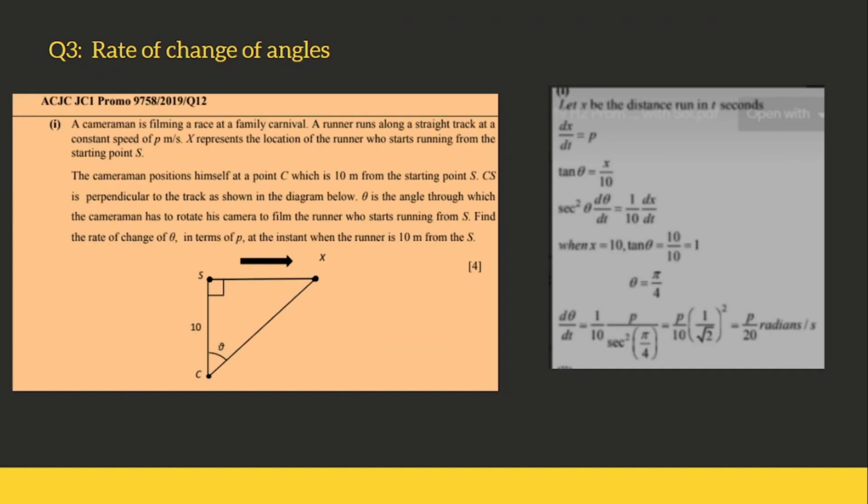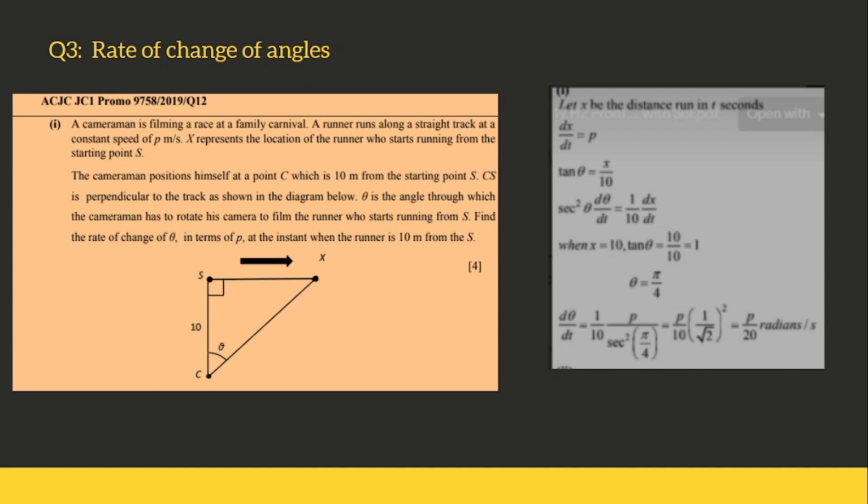We then also have our x and our t. So you try and just lay out all the information you have first. So dx over dt is equal to p. Our dx over dt is essentially the speed. So that's how we express it. Then we also can use trigonometry to figure out some expression for theta. If we look at a triangle, we know that tangent theta is the opposite over adjacent, which in this case is the distance run over the constant 10.